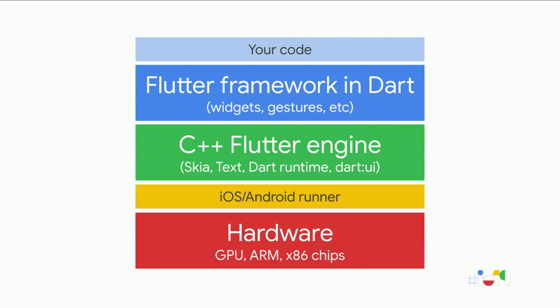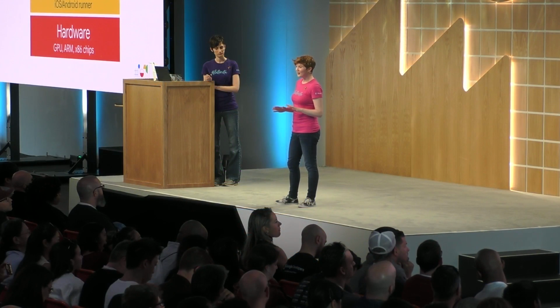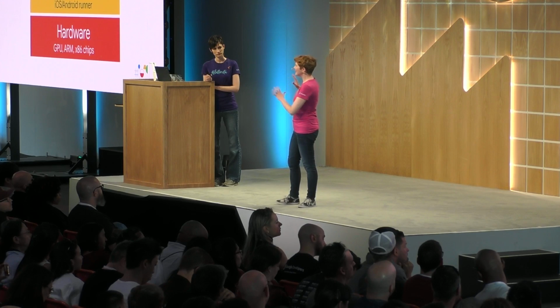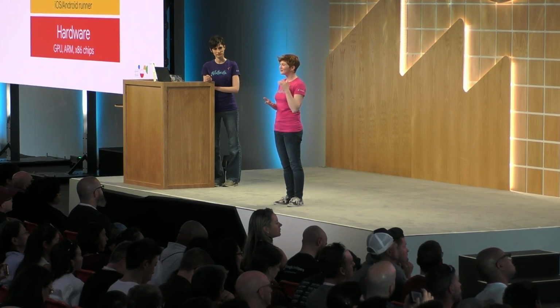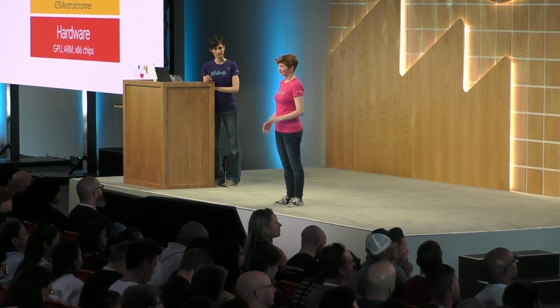Below that is a thin runner that starts up the Flutter process on iOS and Android, particular to the platform. And then, of course, that runs on x86 or ARM hardware. Now, it's important to remember that for you as the app developer, you don't need to know all of this stuff. This is just if you're curious about how it goes under the covers. And when you want to release your Flutter app in production mode, that Dart code gets compiled down to ARM or x86 instructions, so it's super fast.